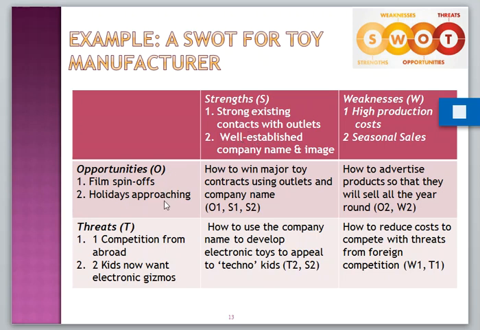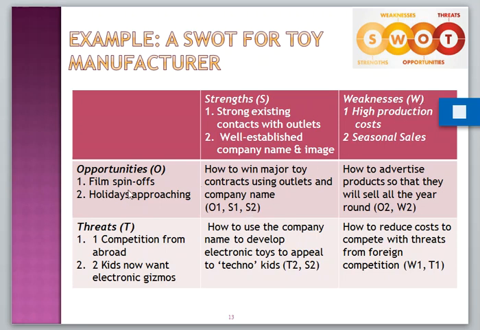So if we match S1, S2, O1, O2, we may find that our objective could be how can we win major toy contracts. We have here contracts using outlets and company name. So we have a name, right, and we have contacts. How can we use them? Use S1 and S2 to use the film spin-offs. So the definition here of the problem, or the objective, we have selected is how to win major toy contracts using outlets and company name. This is by matching O1, S1, S2.